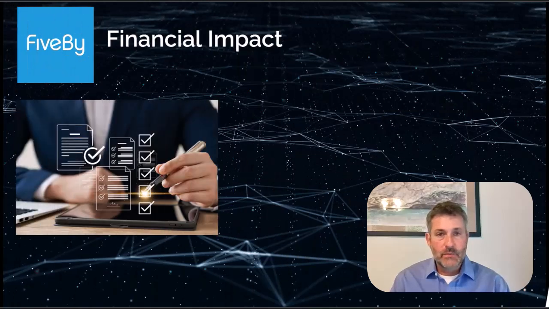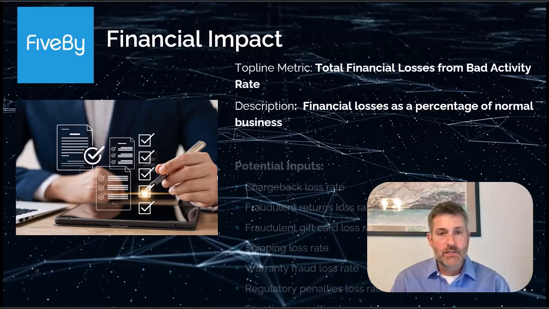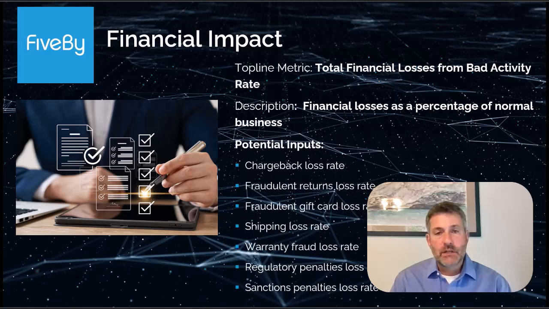The second approach to a top-line metric is financial impact. Now, this is often used by crypto exchanges, banks, businesses of that nature who are heavily focused on financial transactions, and it focuses on the financial losses as a percentage of normal business. Again, ideally, you want the losses as a percentage of normal business to be on the decline.